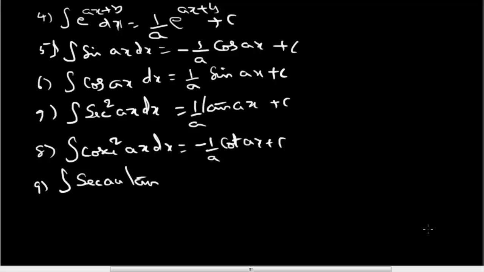Next, 9th, integral secant ax into tan ax into dx. So integration of secant x tan x is secant x. The integral of secant ax tan ax dx is 1 by a, the tail you have to write, secant ax. Not two times, only once.